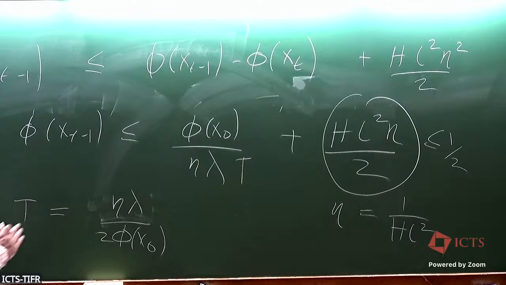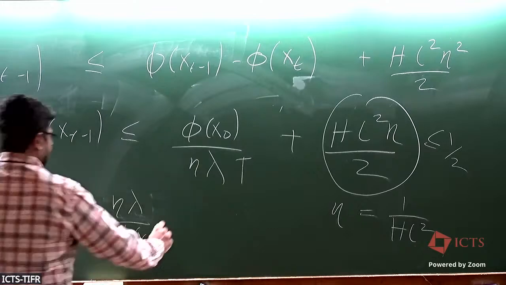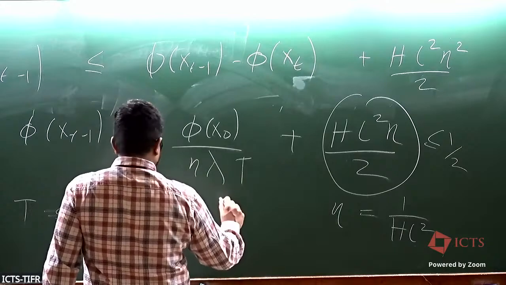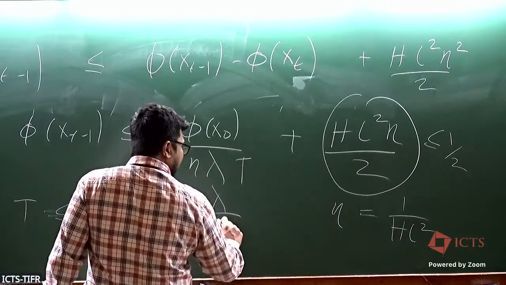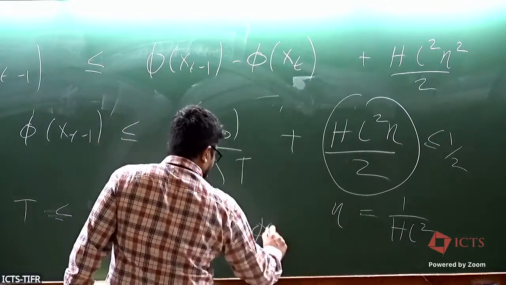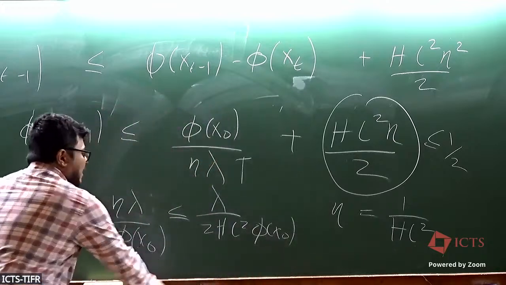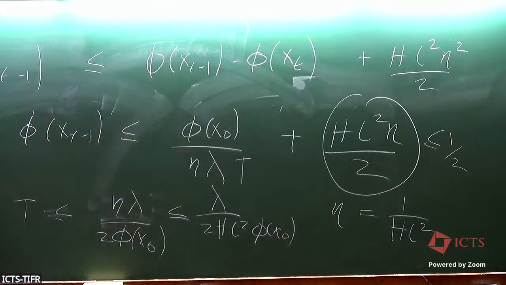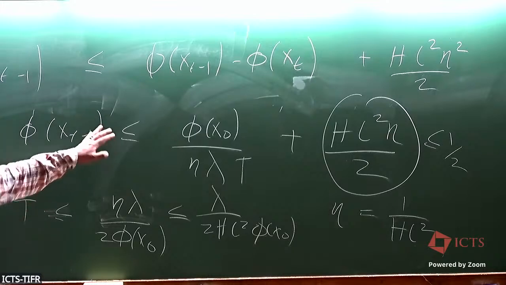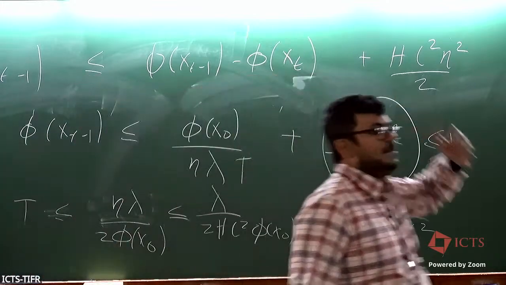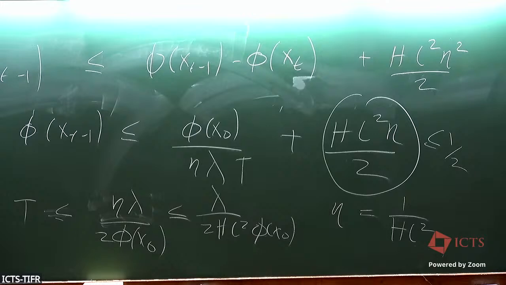So t has to be necessarily smaller than this, which is less than or equal to lambda over 2 h L squared p of x naught. Okay. And so this tells you that as soon as you run this many steps, you should at least hit this set of suboptimality less than or equal to epsilon once.